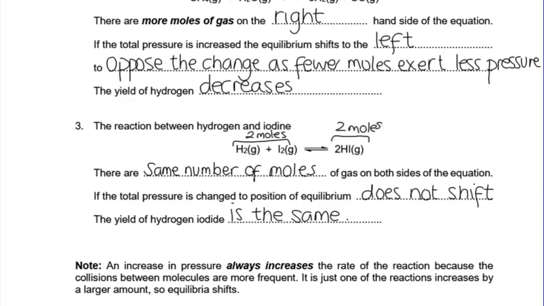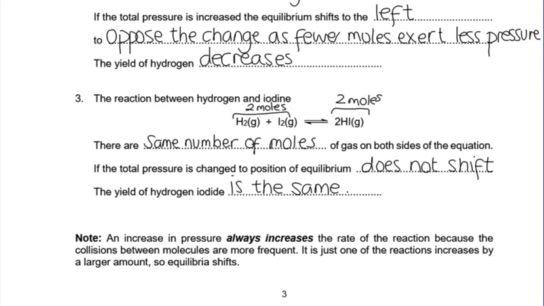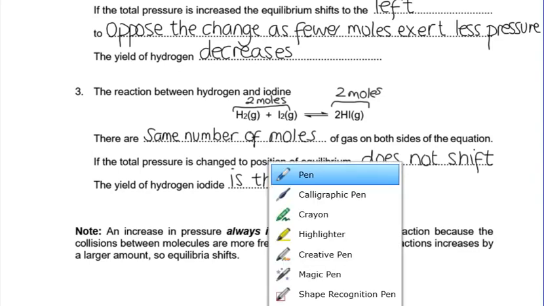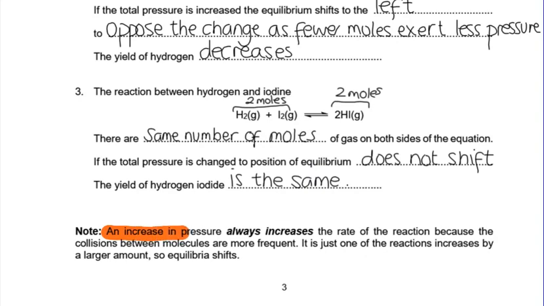So in this example there was the same number of moles on each side. So changing the pressure, whether you increased it or decreased it, wasn't going to affect your yield. There is a little note there at the bottom that's really important to pay attention to. An increase in pressure always increases the rate. An increase in pressure always increases the rate.